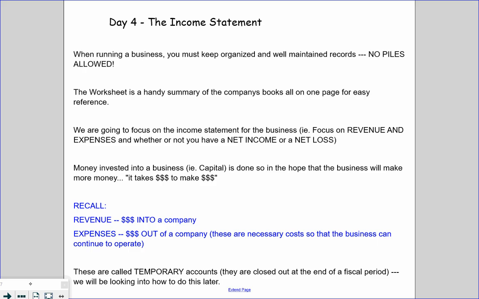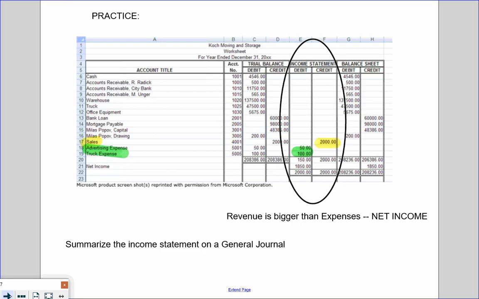Typically what we're going to do here after Easter is something called closing out the temporary accounts. Meaning at the end of each accounting cycle, you want to return those accounts to a zero balance so that you're always starting fresh. You're always starting with a zero balance so that you know exactly how much money you're making month to month, quarter to quarter, whatever you're doing. So for today, we're just going to focus on the revenue and expenses, and we're going to take this information and put it onto a general journal in a fairly specific way.